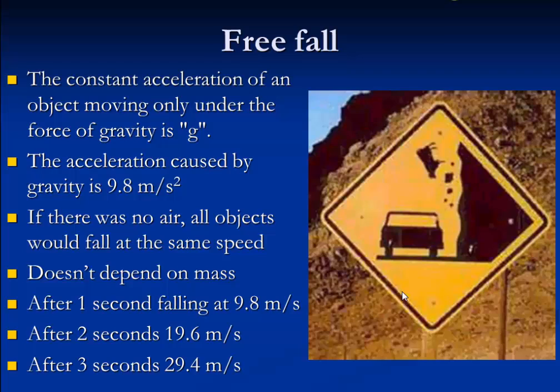So when we talk about free fall, it is the constant acceleration of an object moving only under the force of gravity, or g. The acceleration caused by gravity is 9.8 meters per second squared. If there is no air, all objects would fall at the same speed, so it doesn't depend on mass. After 1 second of falling, it's at 9.8 meters per second. After 2 seconds, it's doubled to 19.6 meters per second. After 3 seconds, it goes up to 29.4 meters per second.